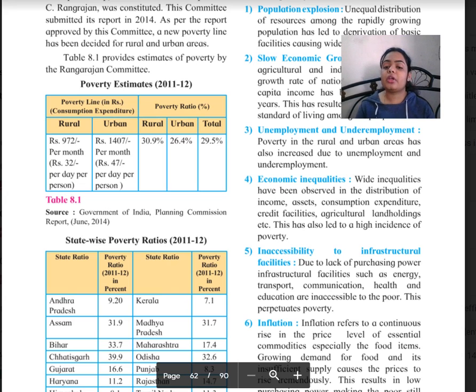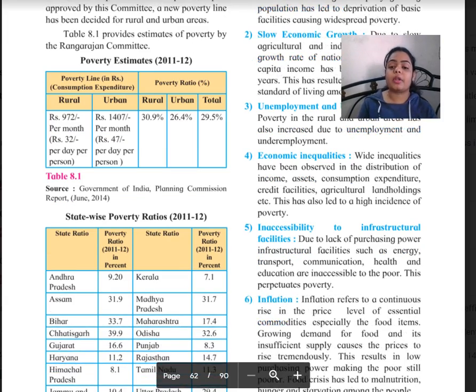Now, next we have economic inequalities. As we see, the rich are getting richer day by day, and the poor are getting poorer day by day. So there is a wide inequality in the distribution of income, assets, consumption, expenditure, credit facility, and agricultural land holdings, and this has led to a high incidence of poverty. So these are some of the very basic reasons and problems which are leading to poverty.